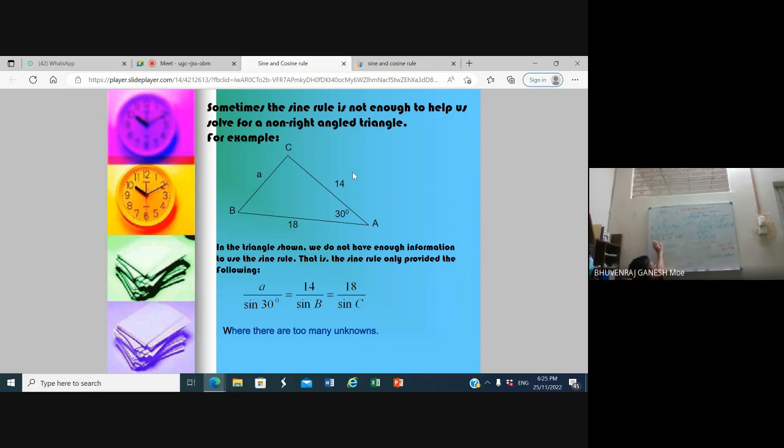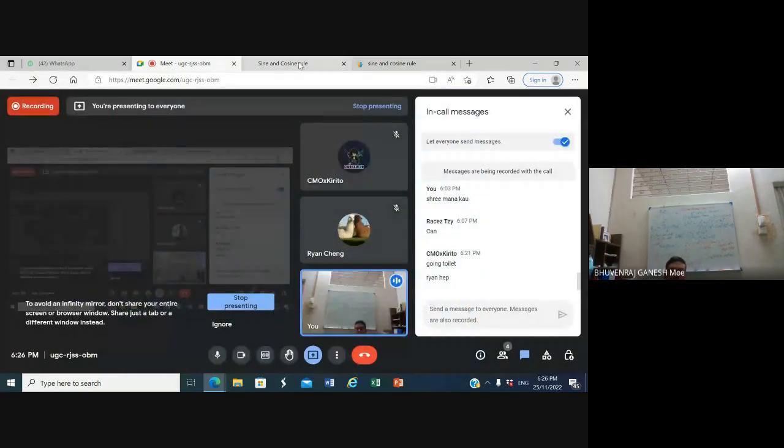And based on this formula over here, you see we only need one angle, cos B, and two lengths, sides C and A. Then we can find another side. See here, when we use sine rule, A over sine 30, which is 14 over sine B, equals 18 over sine C. So you can see the unknowns developing here. There are three unknowns, which consist of two angles and one side. This is the problem we face when using sine rule, because it's too basic. That's why we created a more complex formula called cosine rule to solve various problems.